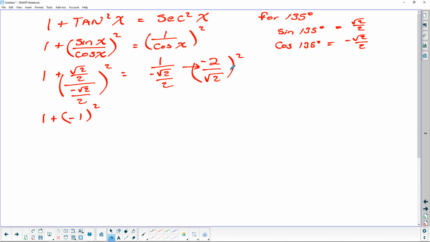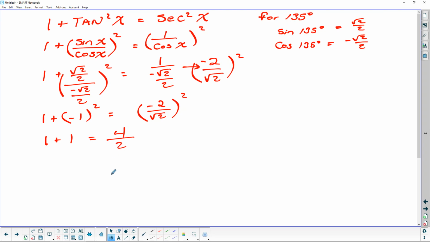Okay, so let's square this. So that's going to equal, well, let's just put it in here. Negative 2 over root 2, squared. Okay, so this is 1 plus 1 equals, okay, negative 2 times negative 2 is 4. And root 2 times root 2 is 2.